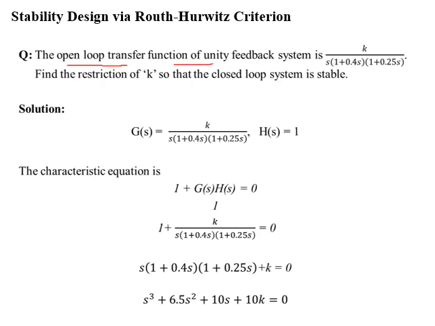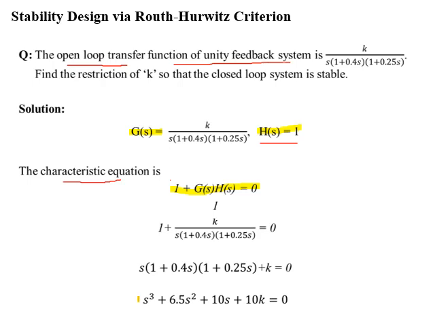In this example, we have a closed loop system with unit feedback, which means that feedback path has gain of 1, means h of s equals 1, and forward path transfer function is given by g of s. Now first of all, we will find transfer function of closed loop system or characteristic equation of closed loop system. Characteristic equation is given by 1 plus g of s into h of s equals 0.